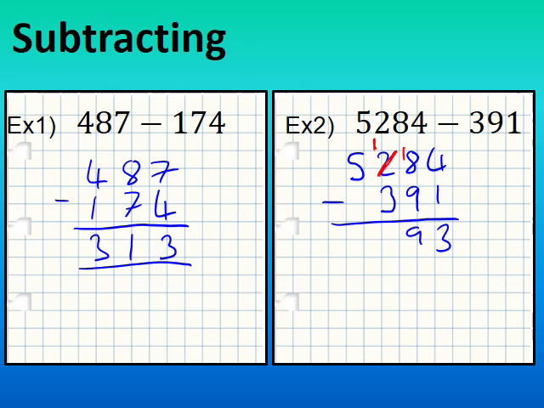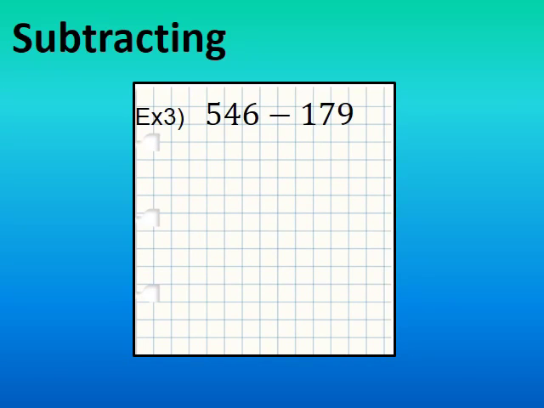Now 1 take away 3, I've come to the same problem, so I need to borrow from the 5. So the 5 becomes a 4, I bring the 1 over, so now I've got 11 take away 3, which gives me 8, and then 4 take away nothing that's there, that just remains as 4. My answer is 4,893. Okay, have a go at this question without using a calculator.